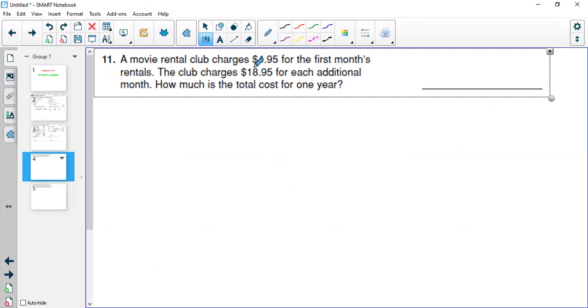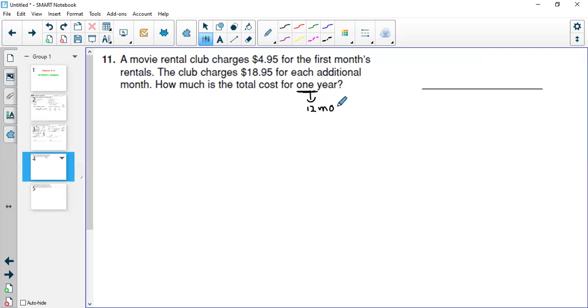A movie rental club charges 4.95 for the first month's rental. The club charges 18.95 for each additional month. How much is the total cost for 1 year? So they're asking the total cost for 1 year, and then the question talks about months. So 1 year has 12 months. You cannot just multiply 1 with the difference there because the question is talking about months. Everything should be calculated in months.